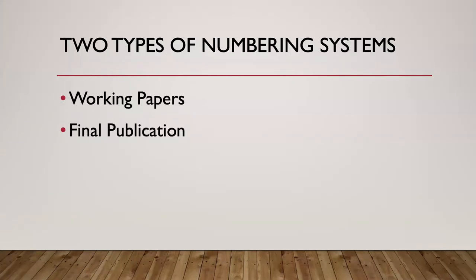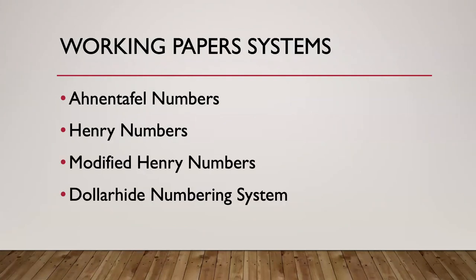So there are two types of numbering systems, and by that I mean classifying them, not in regards to the style being used. There are numbering systems for working papers, and there are numbering systems for the final publication. So for working papers, some of them you may be familiar with, like Ahnentafel numbers. There are also Henry numbers and modified Henry numbers, which are really good for using with databases and computer systems. And then there's the Dollarhide numbering system, which is sort of an outgrowth of and a modification of all these other working paper systems together into a single system.